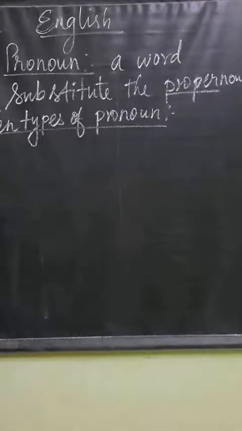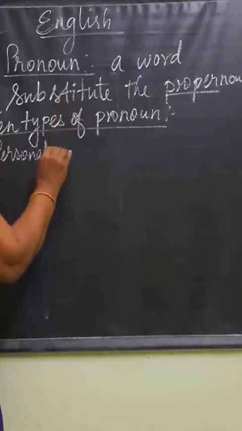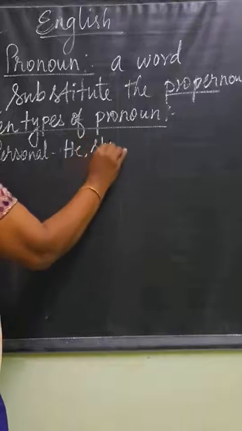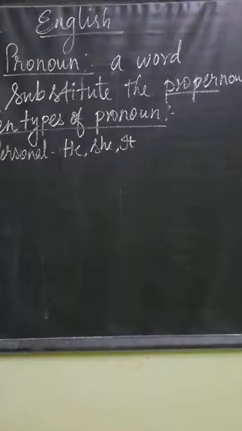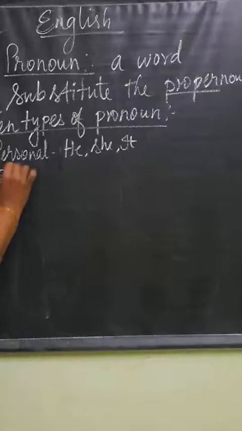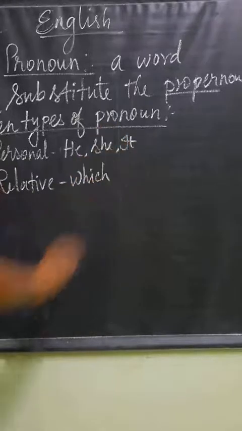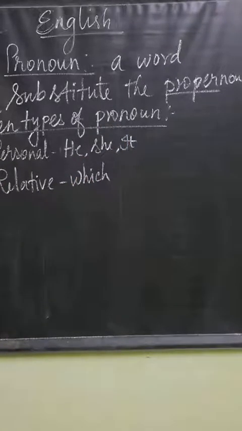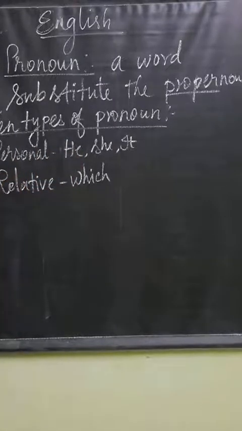The first one, personal pronoun. Personal pronoun: he, she, it, I, we, you, they, I told, isn't it? So these are called personal pronouns. This you already know. And the second one, relative pronoun. That also I think you have studied. Which, whom. The yellow bag which belongs to me. So relative pronouns, which, whom, show relation to the noun.